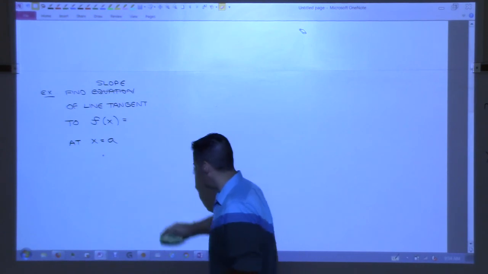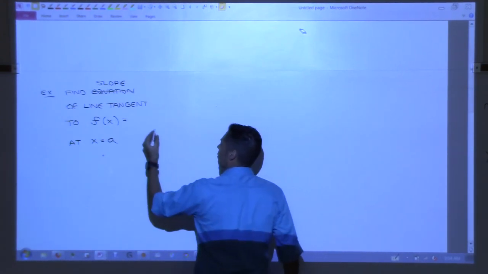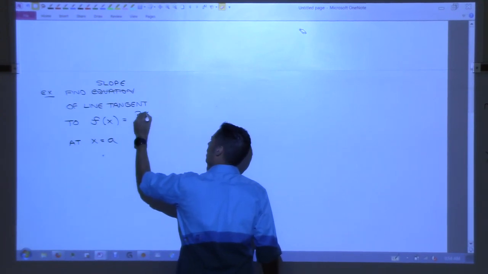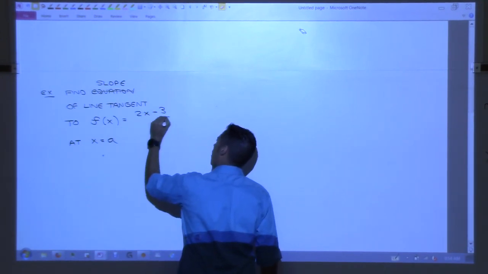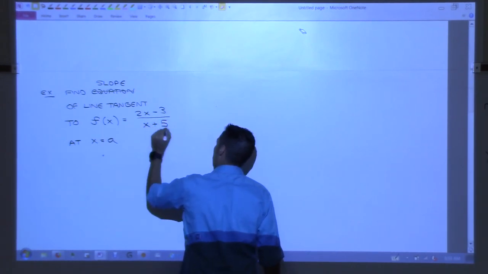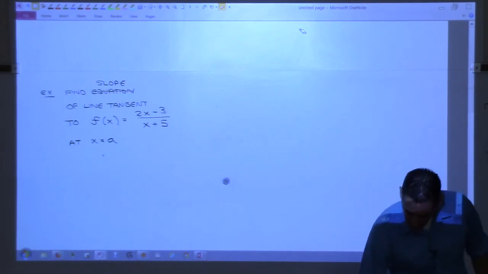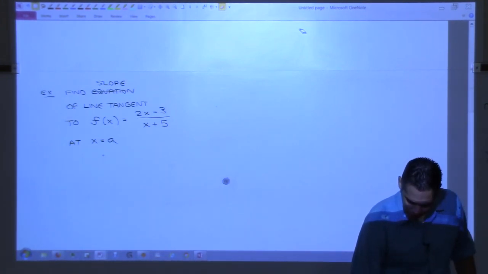All right, so how about for this next function, we try something kind of a little crazier. How about (2x minus 3) over (x plus 5)? A little rational function. Just for fun. I know how much you enjoy fun.